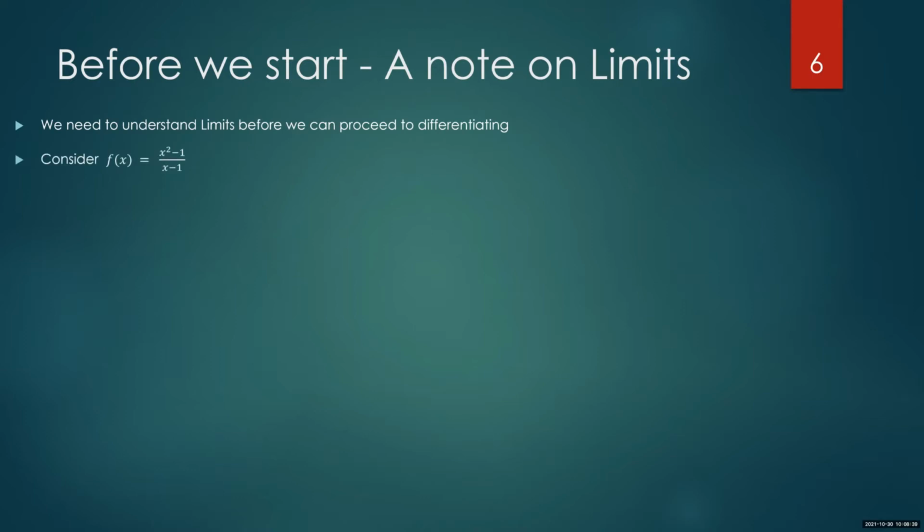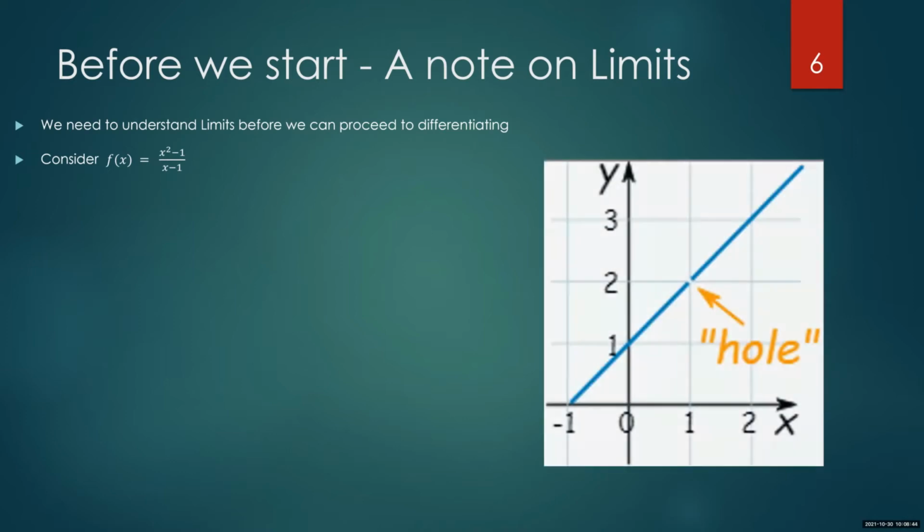So let's look at this function. F of x is equal to x squared minus 1 all over x minus 1. And that's a graph of the function. But the problem with this function is when x is equal to 1, you get 0 above the line and 0 below the line. So the value of the function is not defined at that point. As you can see in the picture, there's almost a hole, where at just this one point where x is equal to 1, we can't evaluate what the output of that function is.